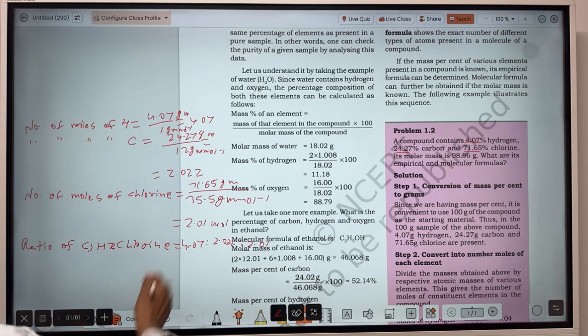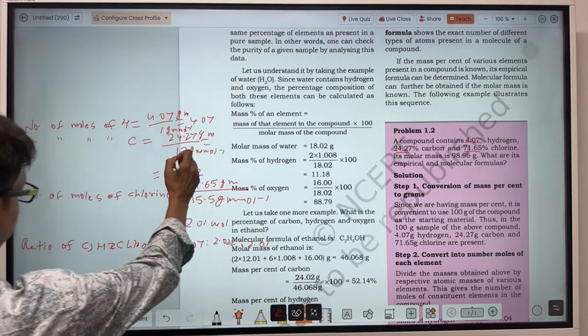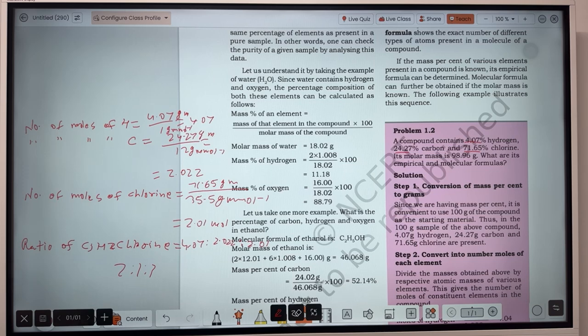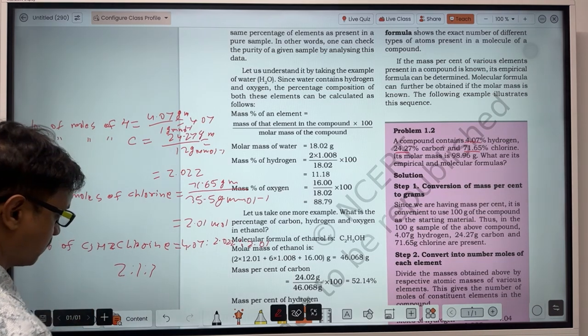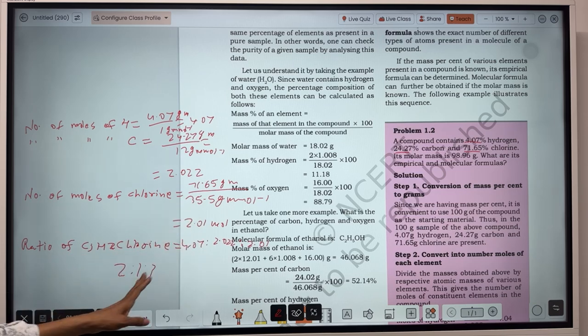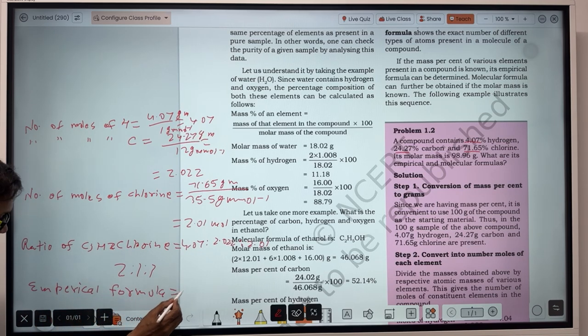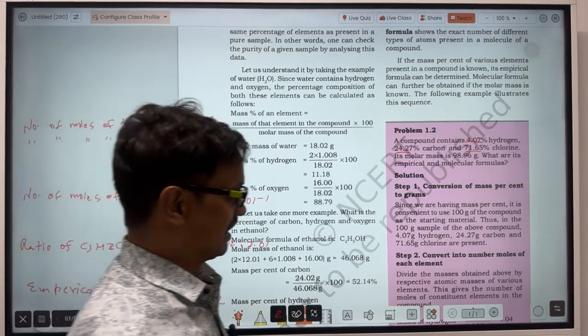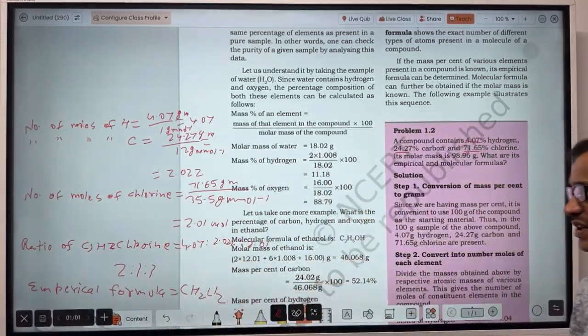So what will the ratio be here? Nearly 2:1:1. So the empirical formula will be CH2Cl2. That is the empirical formula, CH2Cl2.